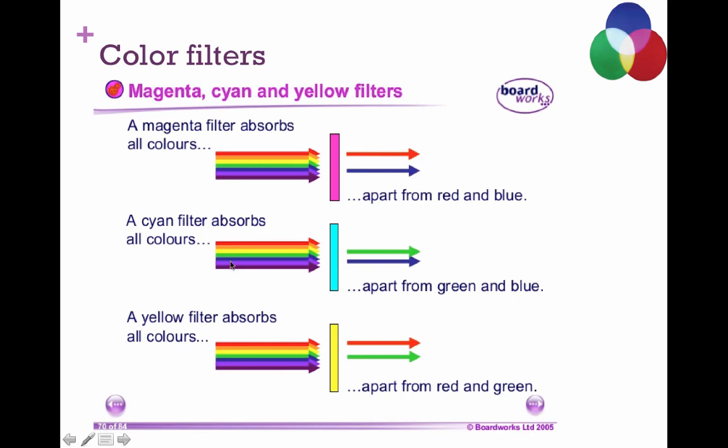If we have all colors shining on a cyan filter, it will absorb everything except green and blue. And so green and blue will add together and we'll see green and blue, which will look like cyan. And similarly, a yellow filter will absorb or subtract out everything except green and red. And so what we'll see is yellow.